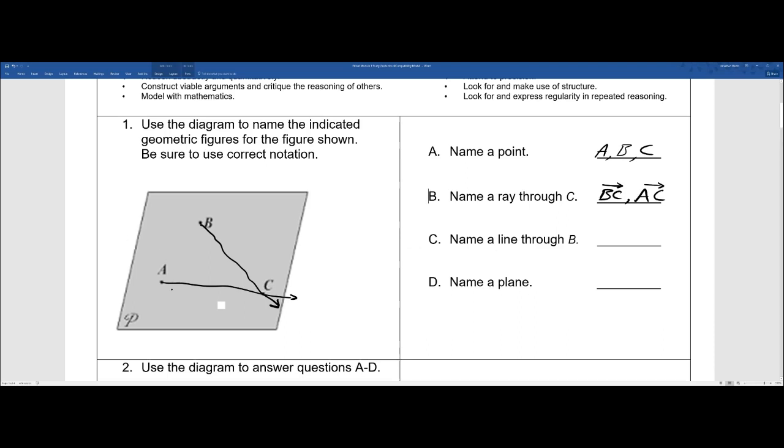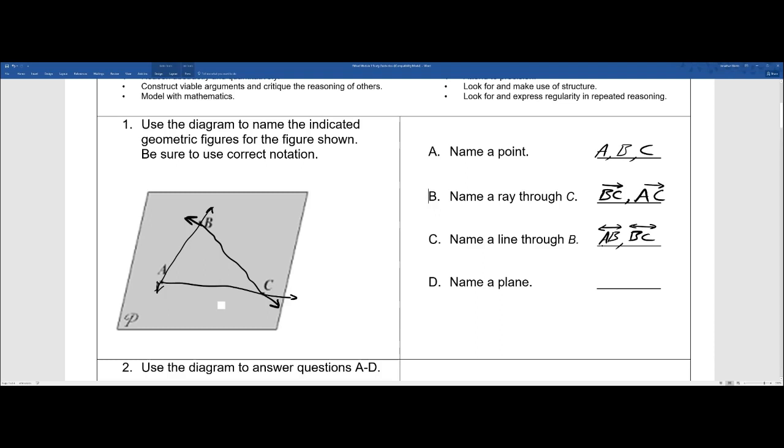All right, name a line through B. So remember, a line has to have at least 2 points, and it's got to go through B. So AB works. Don't forget to appropriately draw the designation above the letters, and you can also draw one with BC.